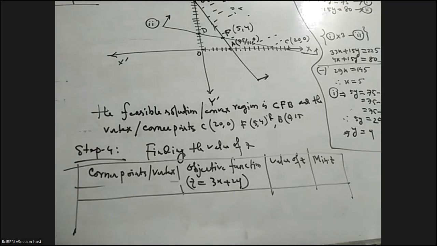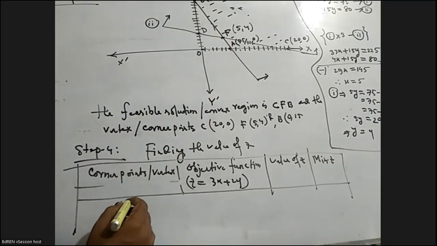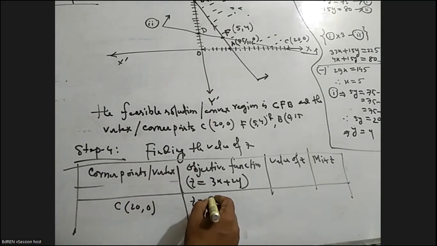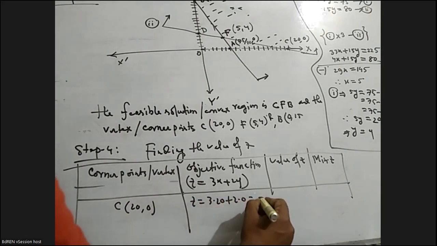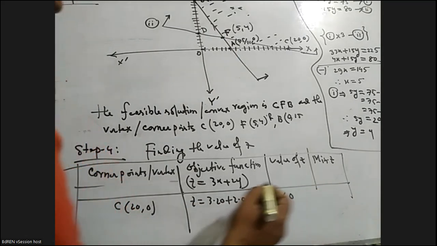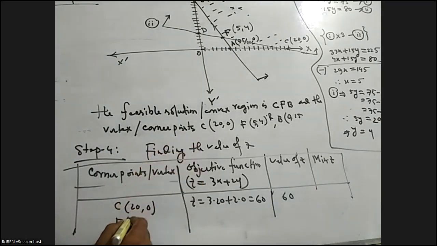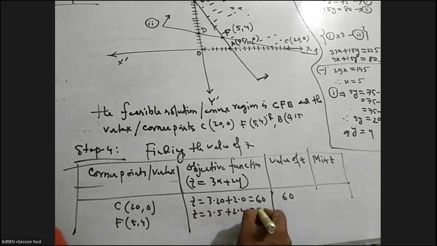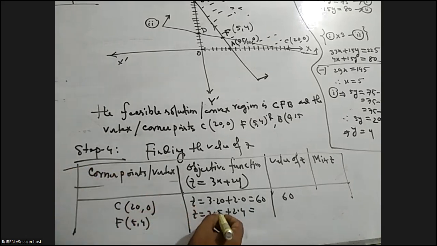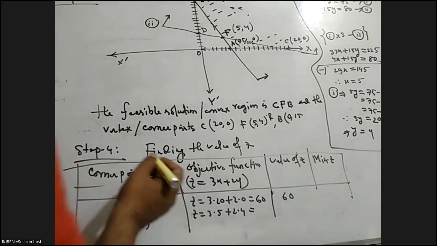First corner point C from the shaded region is (20, 0). The value of z at this point is 3 into 20 plus 2 into 0, which equals 60. Similarly, at point F, (5, 4), the value of z is 3 into 5 plus 2 into 4. 3 times 5 is 15, plus 4 into 2 is 8. So 15 plus 8 will be 23.